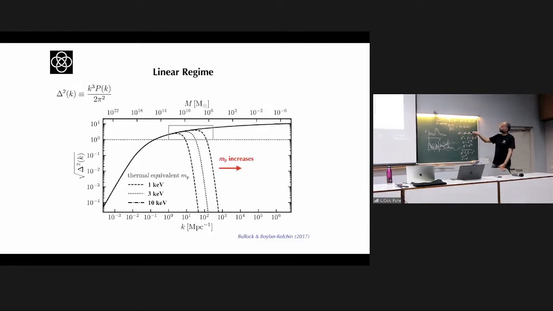This is another way of showing the same thing. Where remember I said that the power spectrum, if you do dimensional analysis, will have units of length cube. So I can make a non-dimensional quantity out of it by multiplying by k cube.